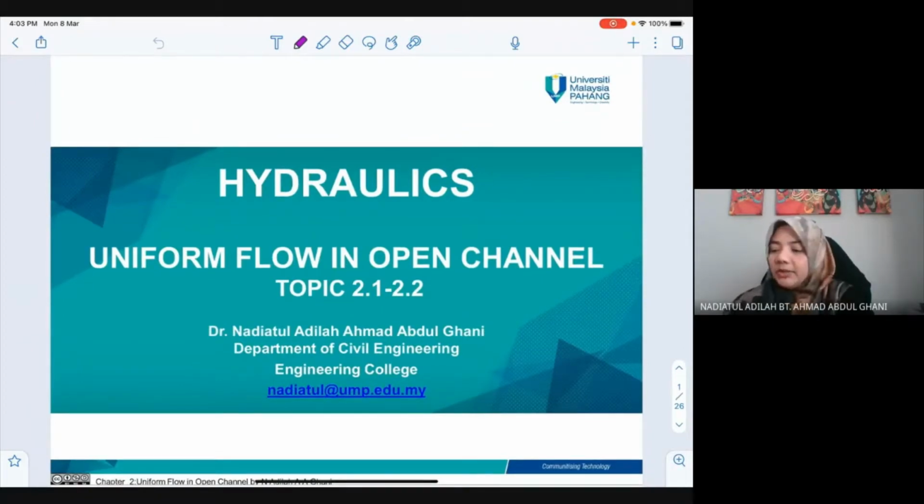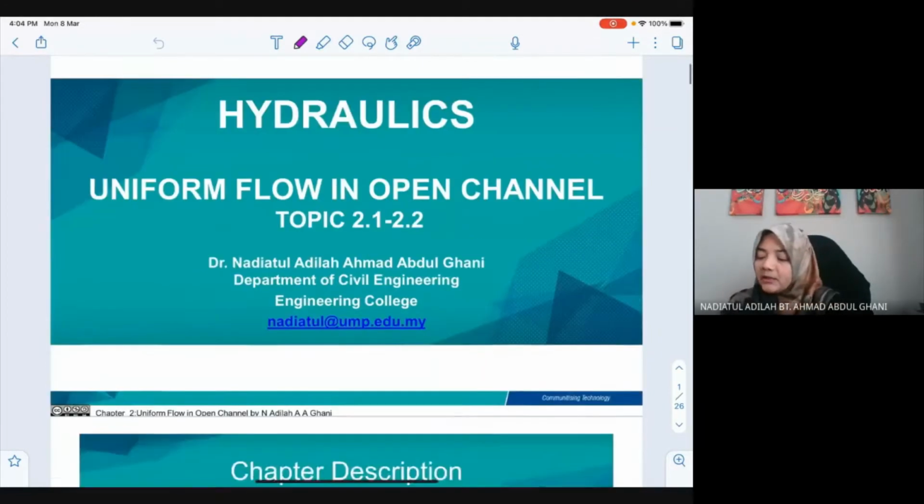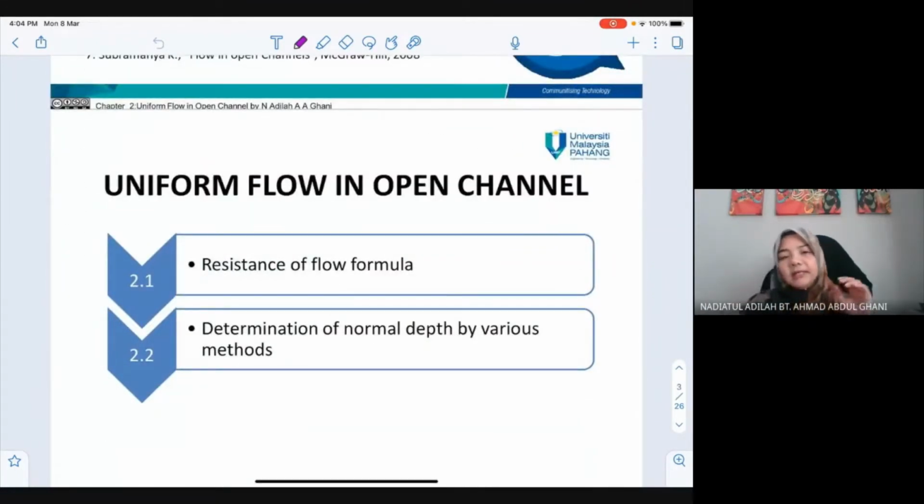Okay, so today kita akan continue with chapter 2, which is about uniform flow in open channel. If you see in this slide, uniform flow in open channels. So our target today is to complete chapter 2.1 and also 2.2. In this topic, today apa yang kita akan belajar tentang resistance of flow formula and also about how to determine the normal depth by various methods.